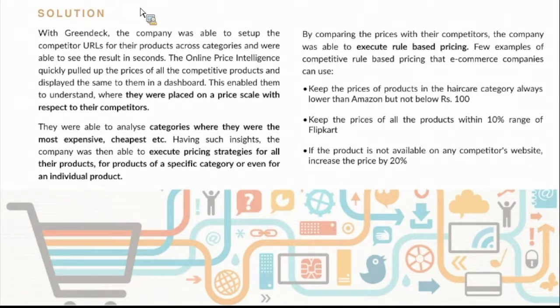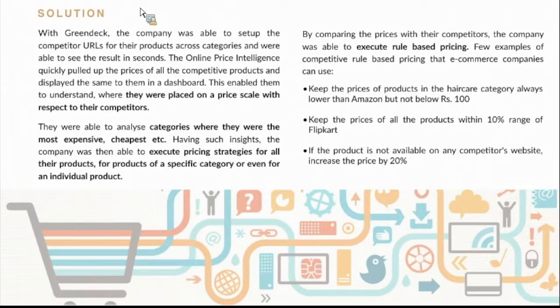This enabled them to understand where they were placed on a price scale with respect to their competitors. They were able to analyze categories where they were seeing, well, are they the most expensive, are they the cheapest. They were able to execute pricing strategies for all their products, for products of a specific category, or even for an individual product. By comparing the prices with their competitors, the company was able to execute different rule-based pricing.